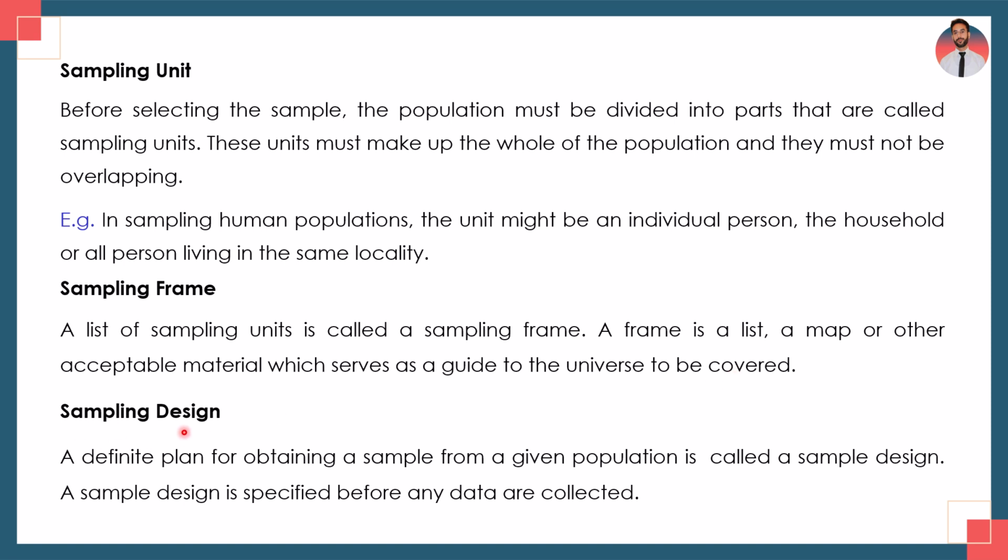And sampling design. A definite plan for obtaining a sample from a given population is called a sample design. A sample design is specified before any data are collected. Whatever plan you make before adopting the sampling procedures, before selecting the sample, that will be included within the sample design. So a definite plan for obtaining a sample from a given population is called a sample design.